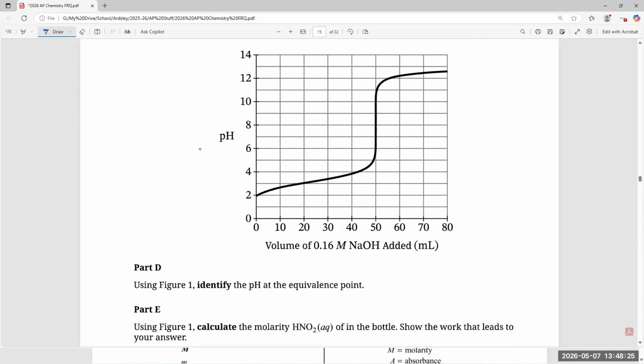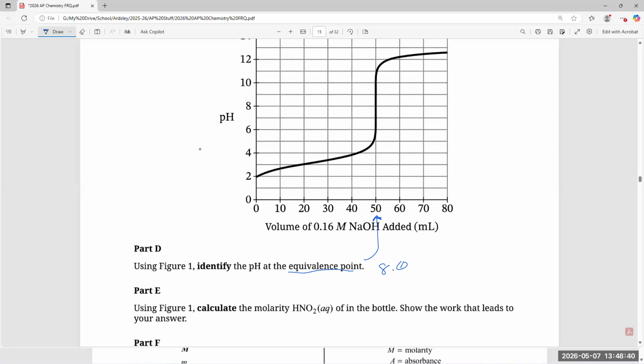I can't believe how simple this is, right? Equivalence point is what? It's right here, right? That's the steep slope. So what's the pH at the steep slope? It's 8, right? So I'm going to fill it out later, but let's see.